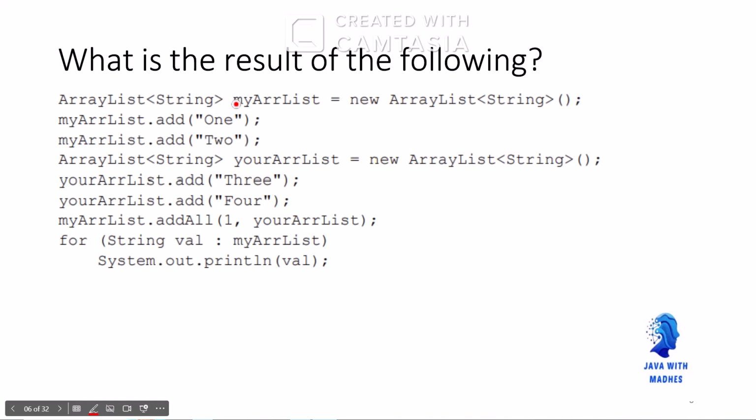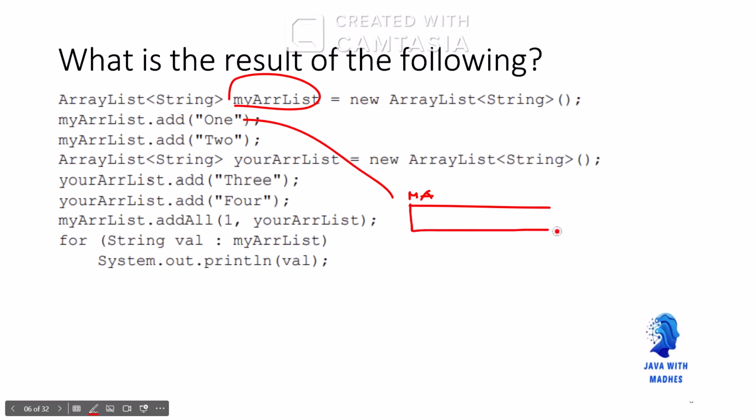Next question, we have created one array list, my array list. For short name, I'm writing MA, which stands for my array list. Then in my array list, while executing this line, the compiler will add the element 1. Then while executing the next line, we are adding 2. So the index is 0 here and the index is 1 here.